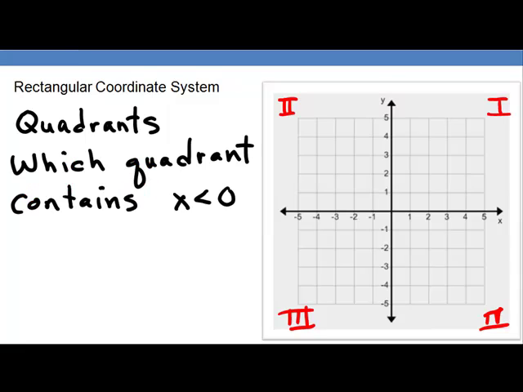Here's one more quadrant question. Which quadrant contains x less than 0? So if x is less than 0, then x is negative. So x is across, so it's going to be less than 0. Puts it on this side. So it could be quadrant 2 or 3. There is no restriction on the y.